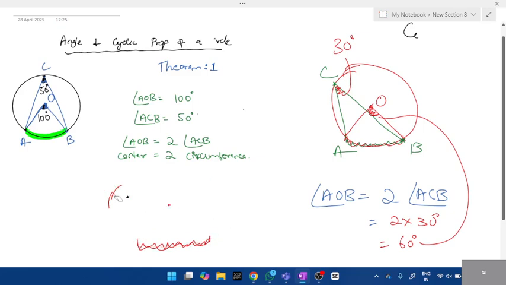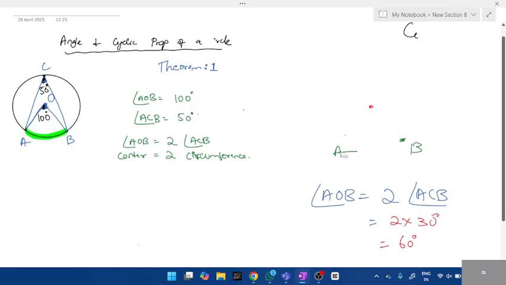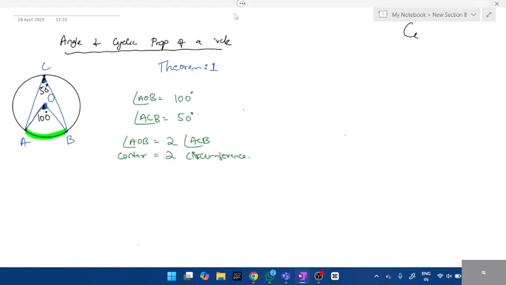This is the first theorem. Make a note of this. Just draw the diagram like this. Theory part, I'll mark it in the textbook. You can just go through that.